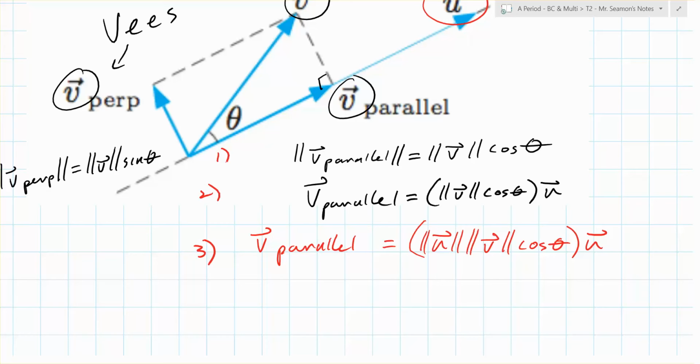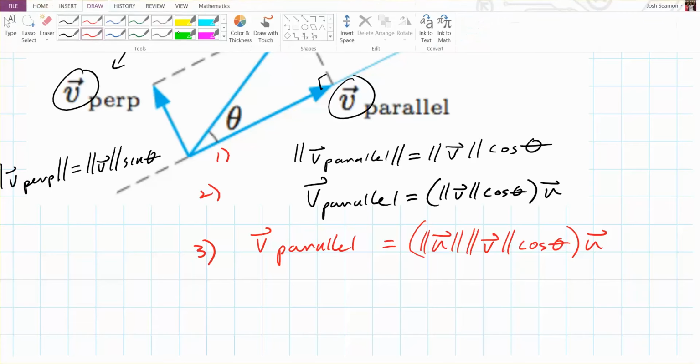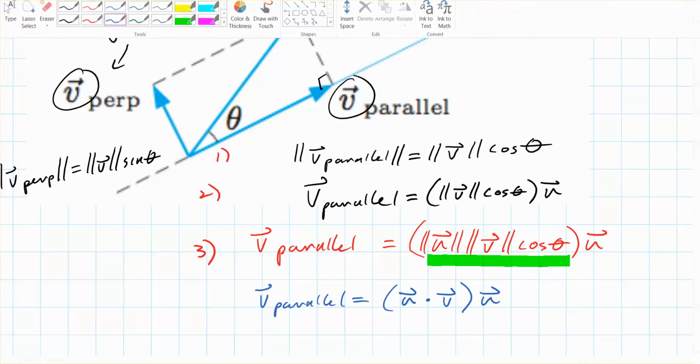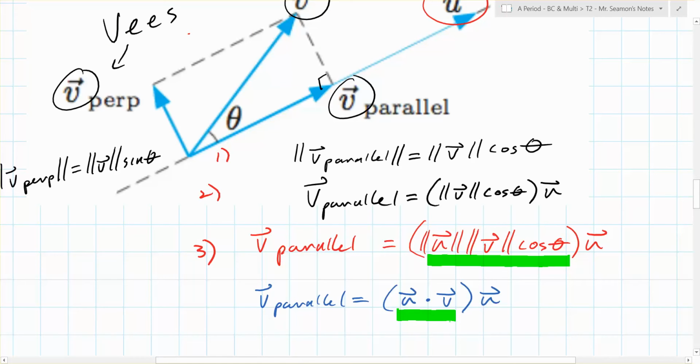Can anybody tell me why I added that in? Because you can use that formula. Exactly, Nate. What is this? That's the geometric definition of the dot product. Exactly. So guess what we can now write? v parallel is equal to u dot v times what vector? u. The underlined green, they are the same thing, right? We just went from the geometric to the general statement here. We can find it any way we want.